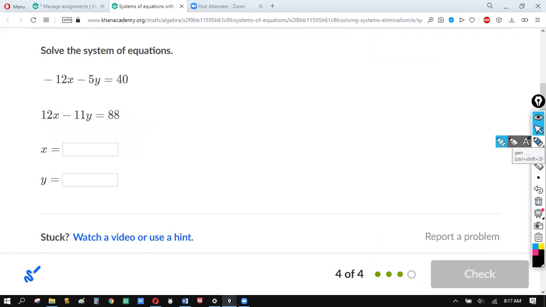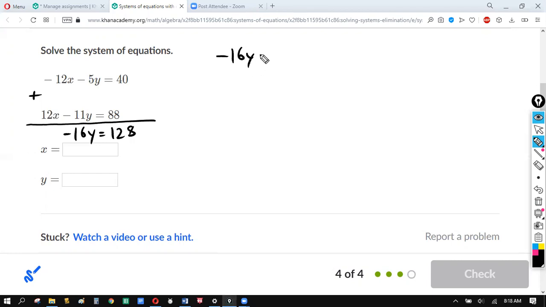Okay, I think in this section, the ones that are not challenging, it's always going to drop out when you add or subtract the equations. Okay, so as you can see, we have a negative 12x and a positive 12x. If we add those two together, the x's will drop out. See, negative 12x plus 12x, that's just 0. Okay, and then we have negative 5y minus 11y is going to be negative 16y. And 40 plus 88 is going to give us 128. Okay, so we have negative 16y equals 128.